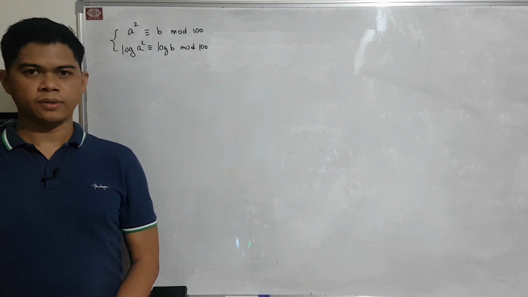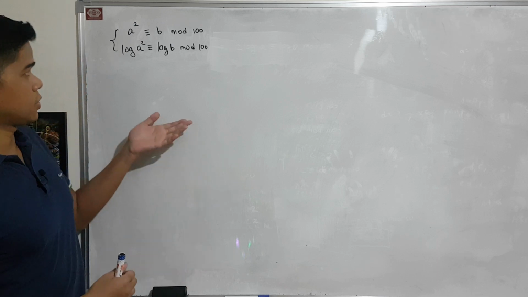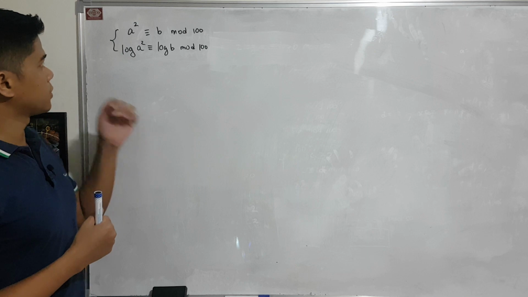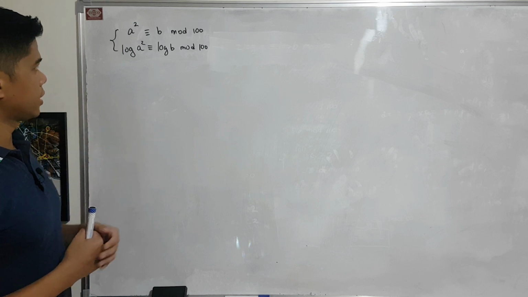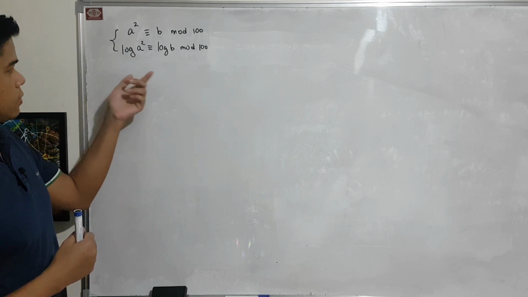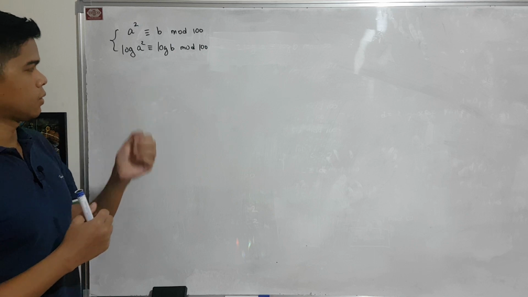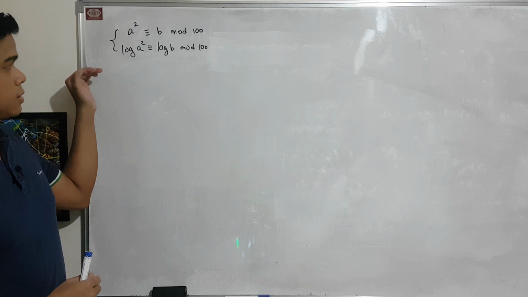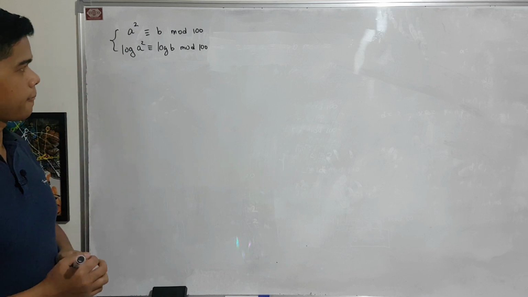Hi, today we're looking for the values of a and b such that this system is true. So we have a square congruent to b mod 100, and we have log a square congruent to log b mod 100. As you see, we just take log of the first congruence and we get the second one.